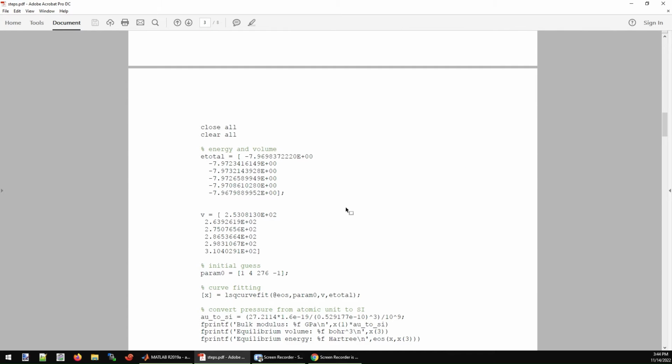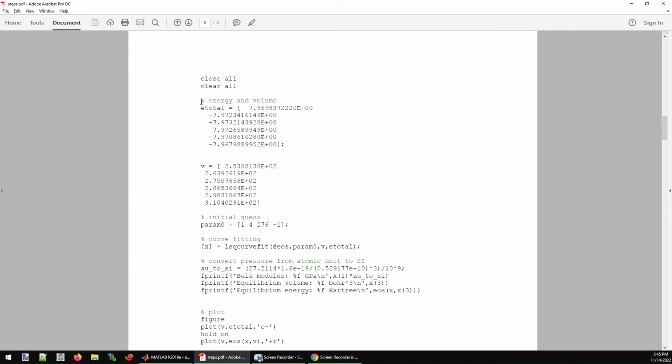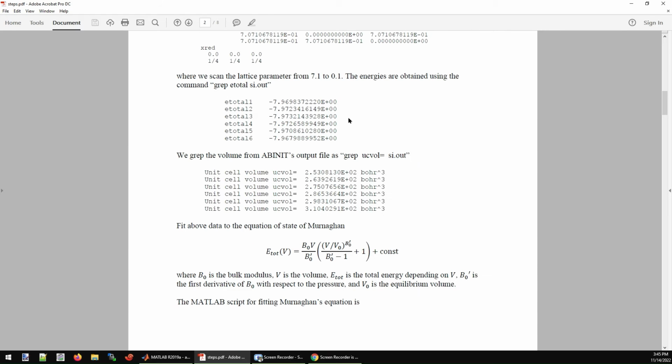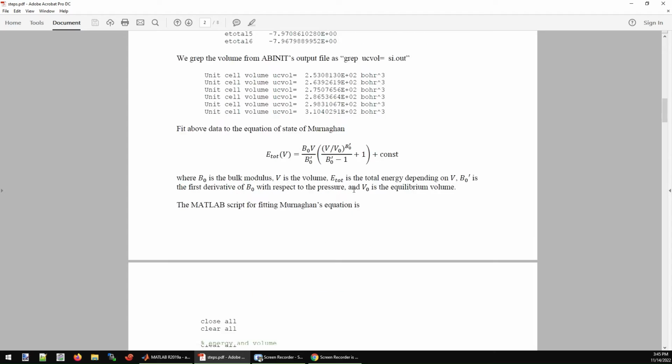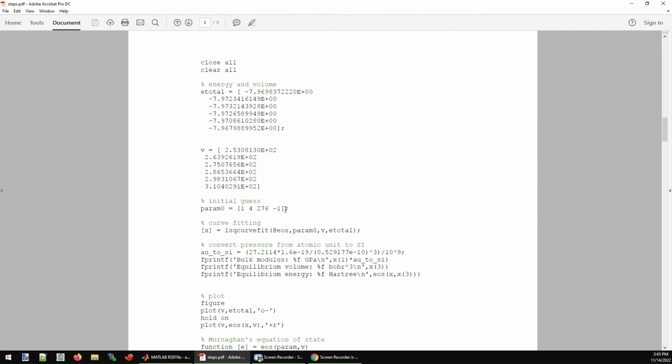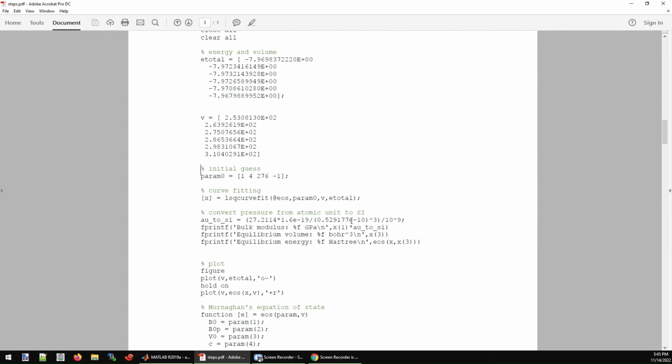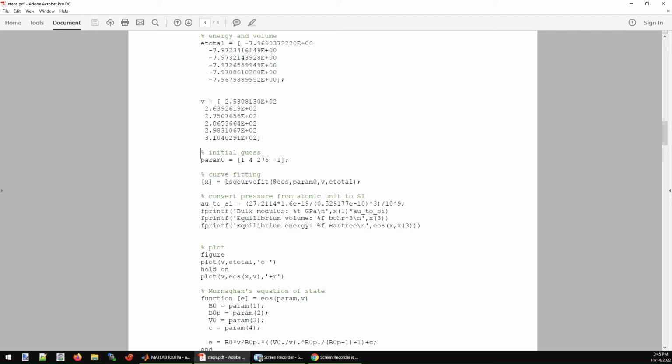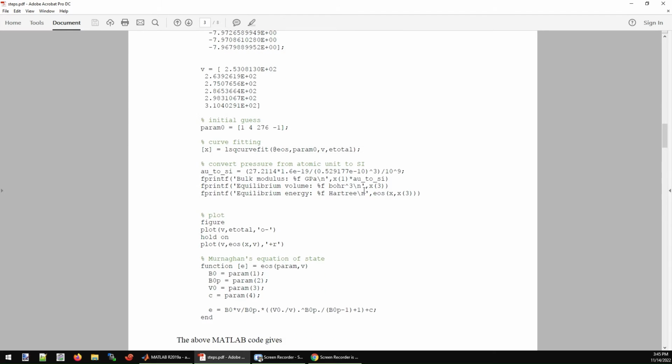Here I give you the MATLAB script for doing the fitting. I put the energies here and put the volumes here. By the way, the energies and the volumes are coming from this DFT simulation. And the initial parameters are here. And I do the least squares fitting in MATLAB.